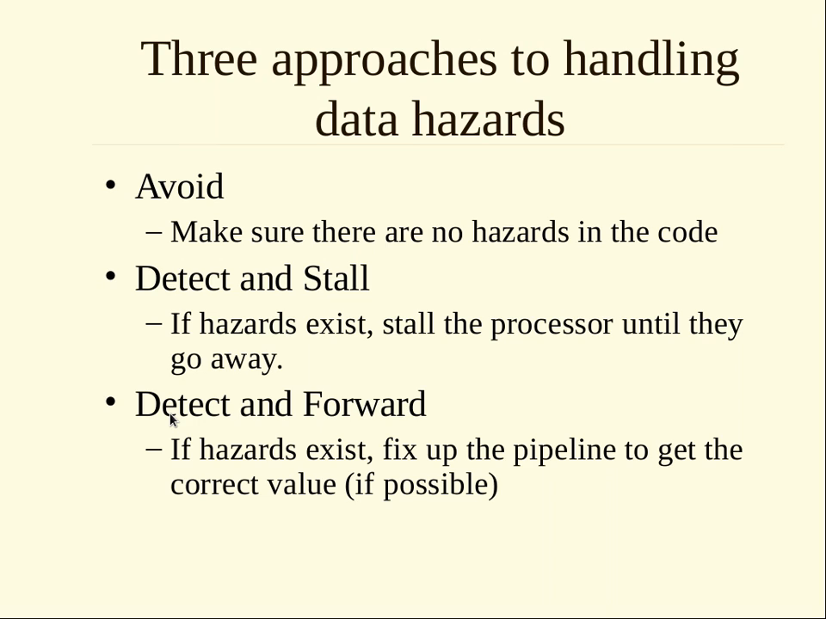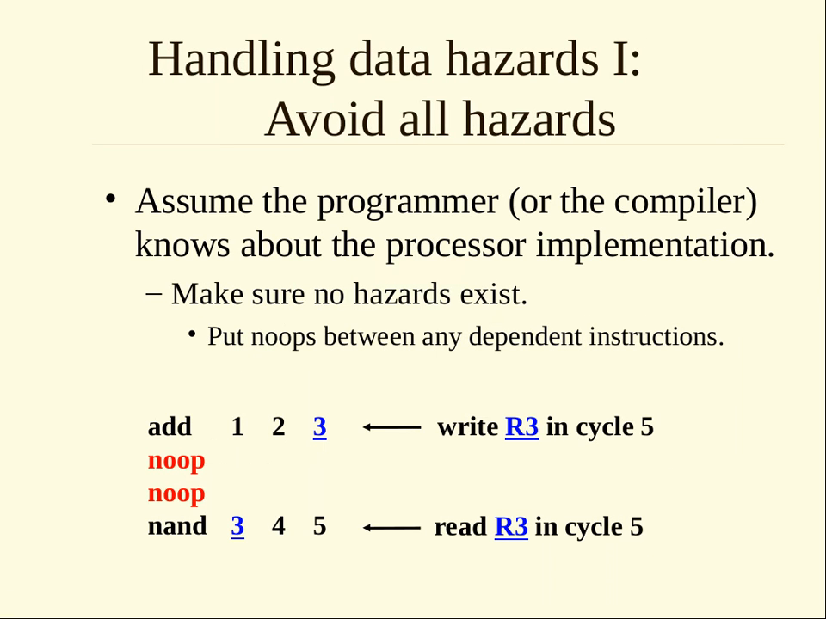You can avoid hazards by making sure there are none in your code. You can detect and stall, or you can detect and forward, which is what most people actually do, even though it's the most complicated, because it basically fixes the problem. So assume the programmer or compiler knows about the processor implementation and makes sure no hazards exist, putting no-ops in between the dependent instructions.